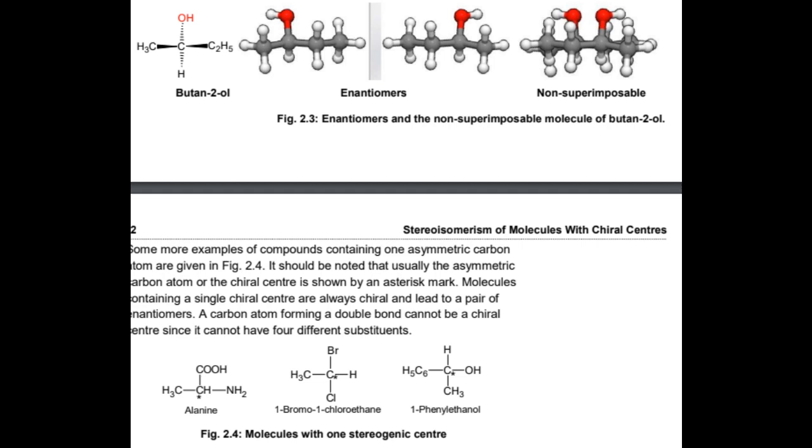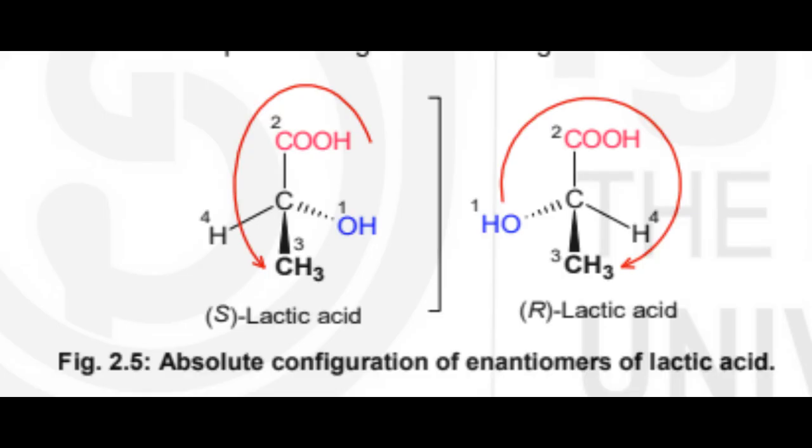For example, the 2 enantiomers of lactic acid are shown in Figure 2.5, where the priorities of different substituents are depicted along with the configuration of each enantiomer. Figure 2.5, absolute configuration of enantiomers of lactic acid. In the next section, we will discuss the molecules containing 2 chiral centers.